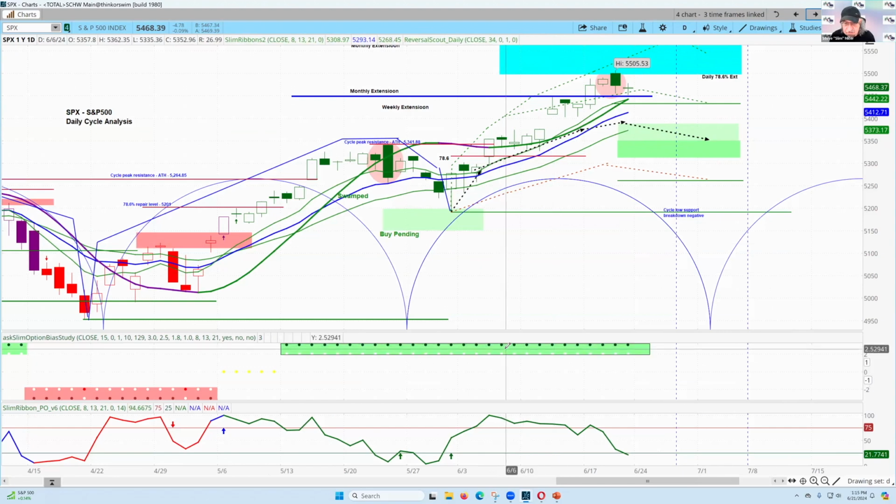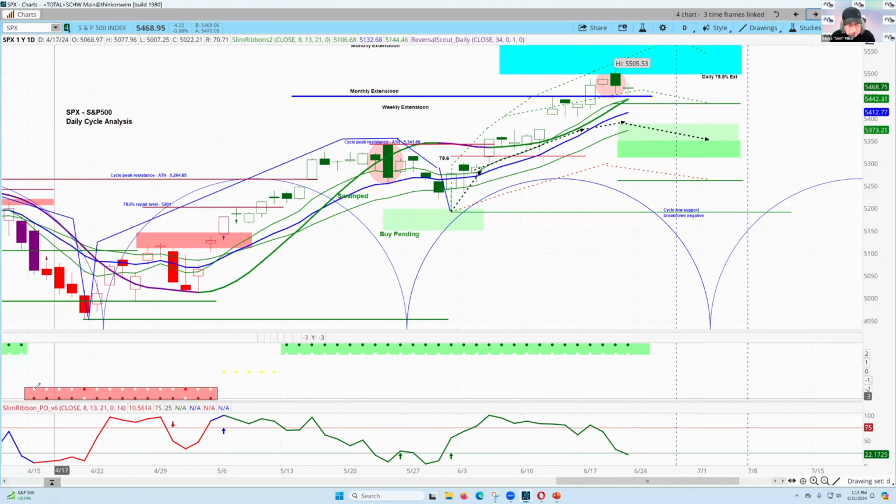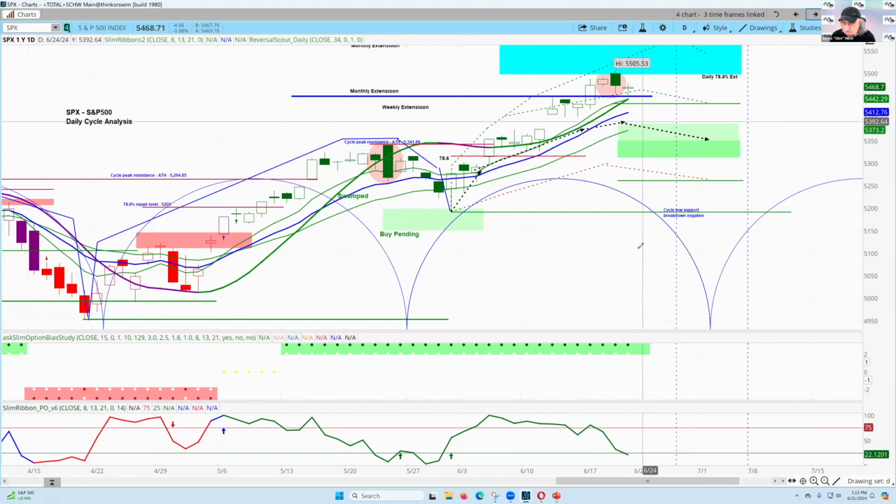You can see here on the bottom, this is the option bias study. When it is green all the way up on the top, that is P3. That's as positive as this gets. It says keep your options biased to the long side. Here you could see where it was negative. It was saying keep your options biased to the short side. The slim ribbon PO on the bottom is coming down over here and is about to give us another upward momentum signal, unless this market turns down very sharply, which says that there's going to be some more wiggle over here before you get a correction.